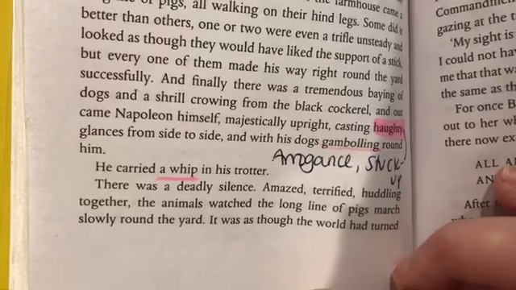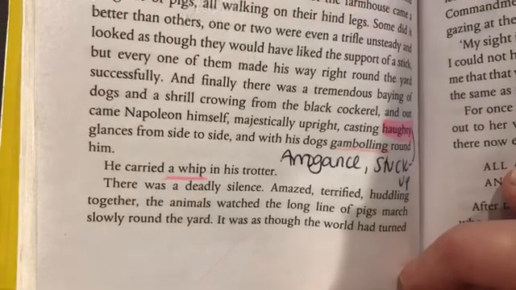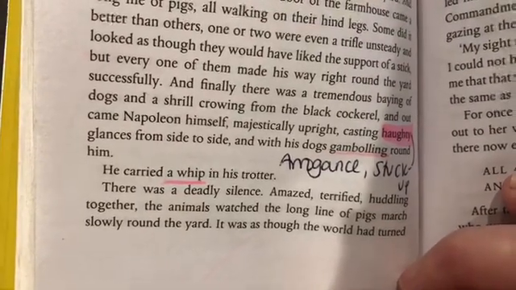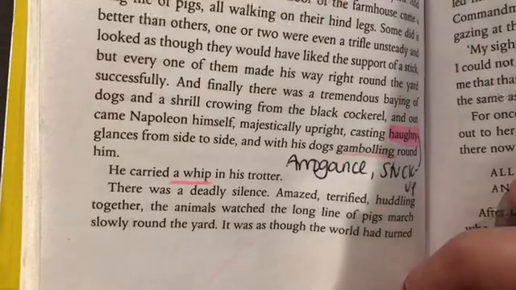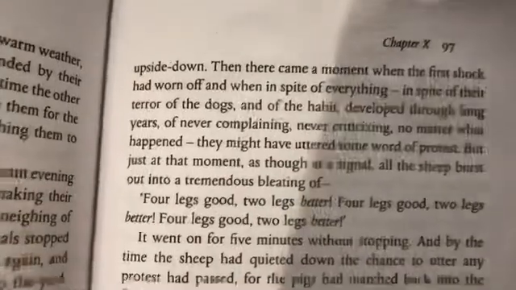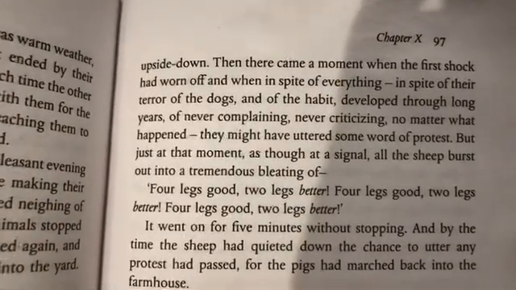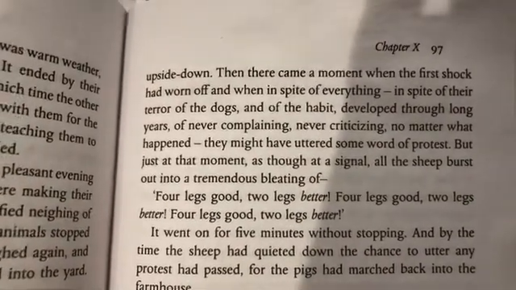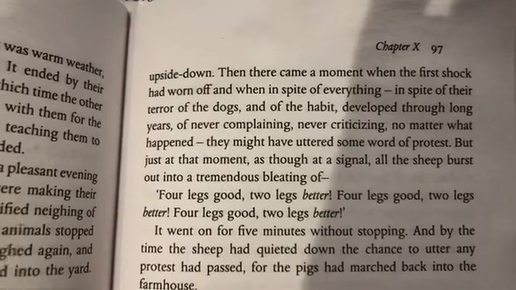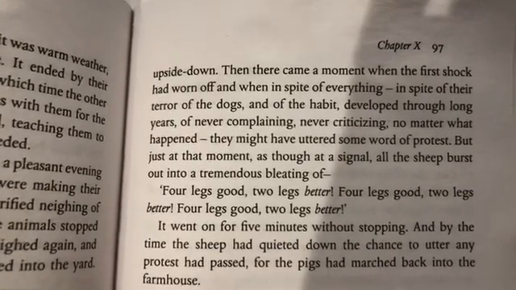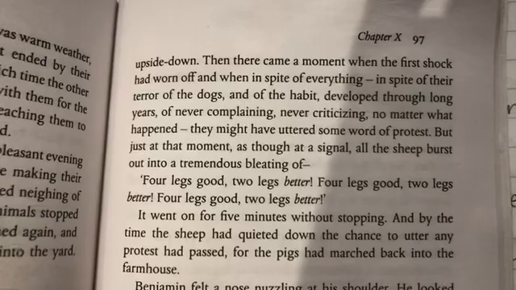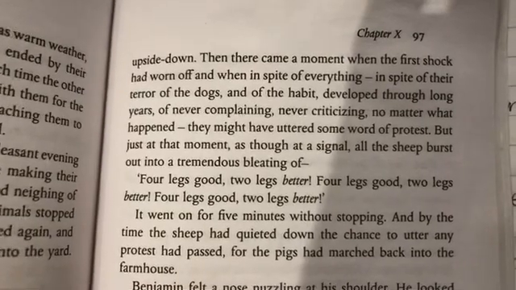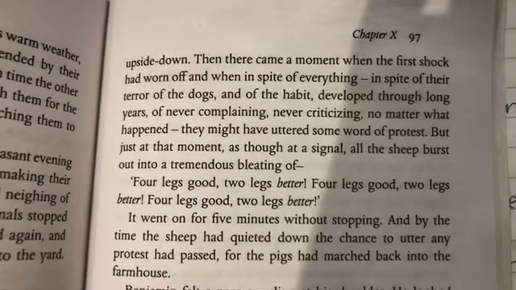There was a deadly silence. Amazed, terrified, huddling together, the animals watched the long line of pigs march slowly round the yard. It was as though the world had turned upside down. Then there was a moment when the first shock had worn off, and when, in spite of everything, in spite of their terror of the dogs and out of habit, developed through long years of never complaining, never criticising, no matter what happened, they might have uttered some word of protest.